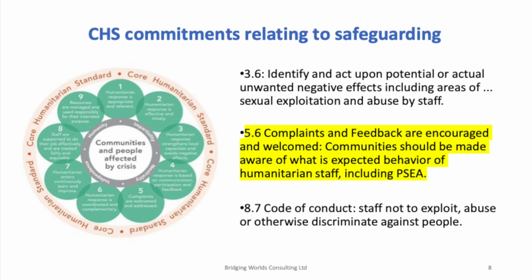Something else to also bring to your attention is Clause 5.6 or Commitment 5 under the Core Humanitarian Standard, if you're a member of CHS, is on complaints and feedback, and these should be encouraged and welcomed, and communities should be made aware of what is expected behavior of not just humanitarian staff, but also development staff, including protection from sexual exploitation and abuse. So what that means is to have clear, accessible, confidential complaints mechanisms in not only just sitting in the head offices of international or national NGOs, but also at community level where your beneficiaries can access it.